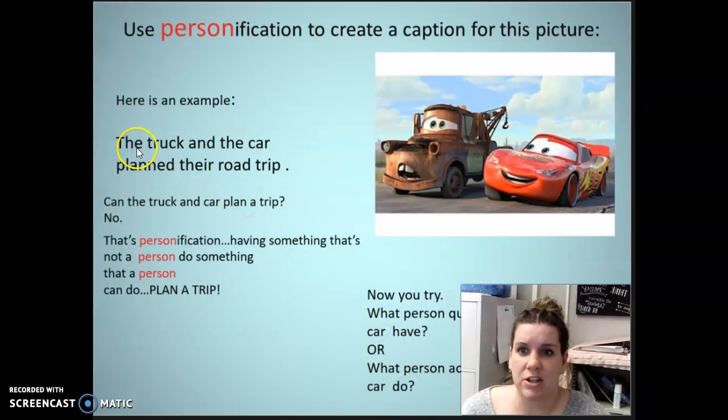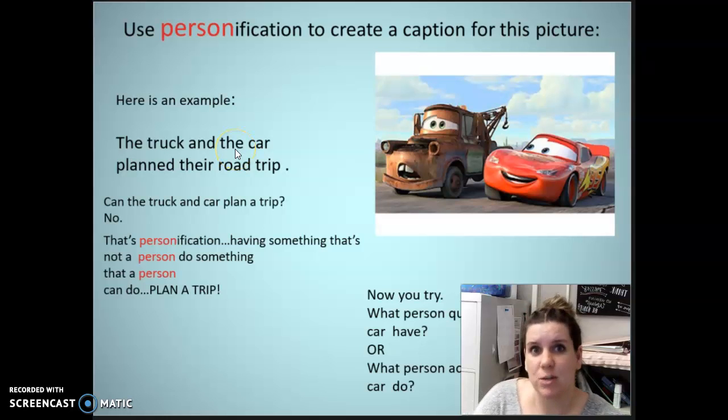An example for this is that the truck and the car planned their road trip. Obviously, a truck and a car aren't going to plan a road trip. So the truck and the car are your non-human objects, and what's being personified is planning. They're planning together. Humans plan, but trucks and cars don't plan.